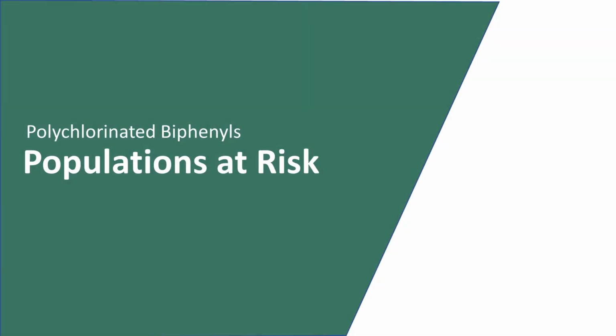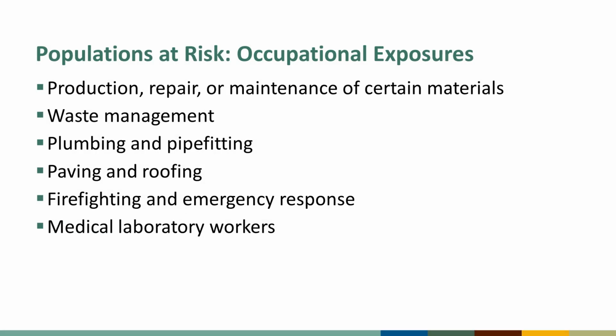Next, we will highlight populations at risk for exposure to PCBs. Workers in certain occupations may be at higher risk for exposure. People who repair and work with electrical equipment may come into contact with old components that contain PCBs. Workers in hazardous waste sites and waste oil processing facilities may be exposed as well. Occupational exposure may occur among people who work in semiconductor manufacturing, metal finishing and electroplating, manufacturing of timber products, plumbing, paving and roofing, firefighting, and certain medical laboratories.